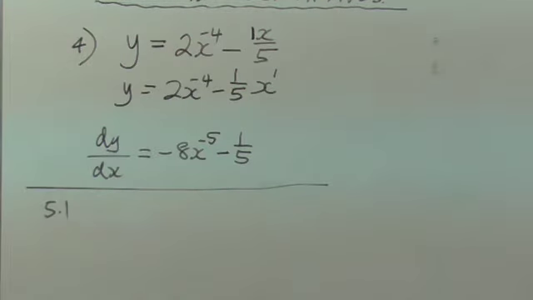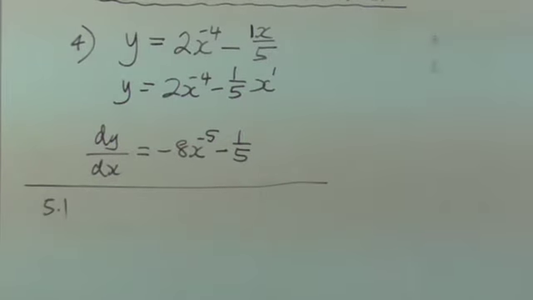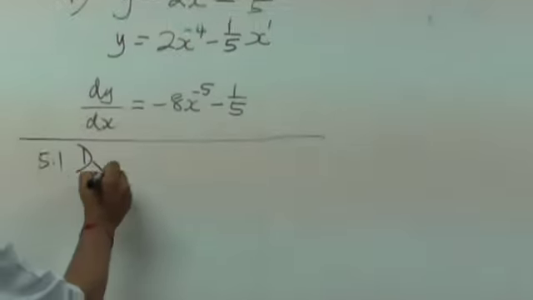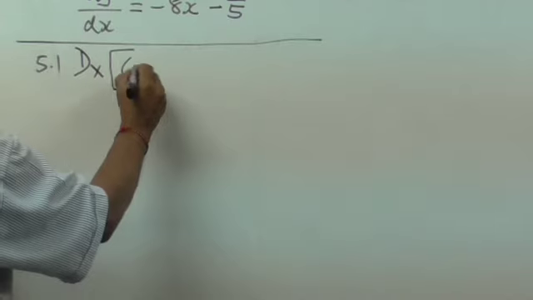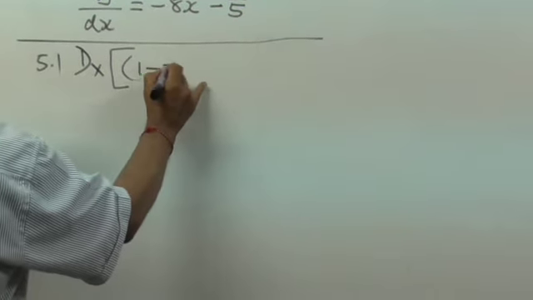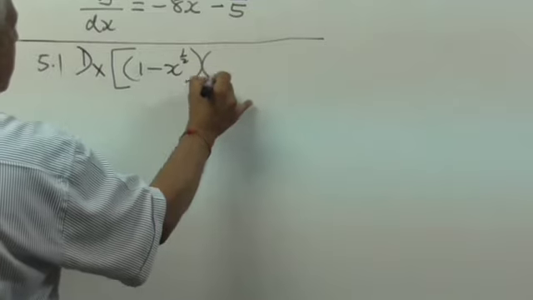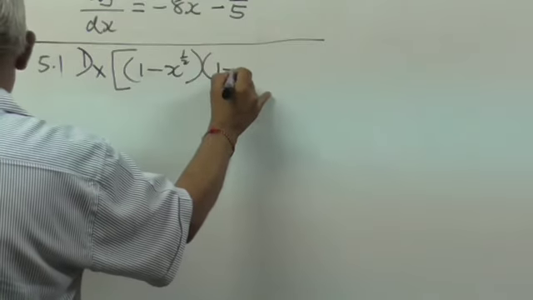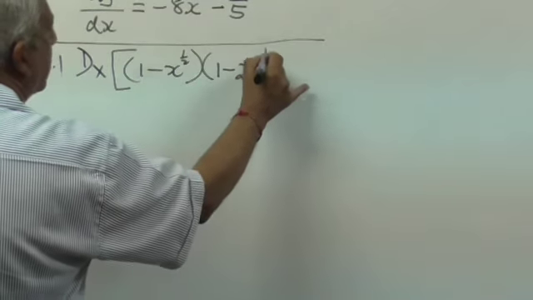5.1. Right. You've got d by dx of 1 minus x to the half into 1 minus 2x to the half.